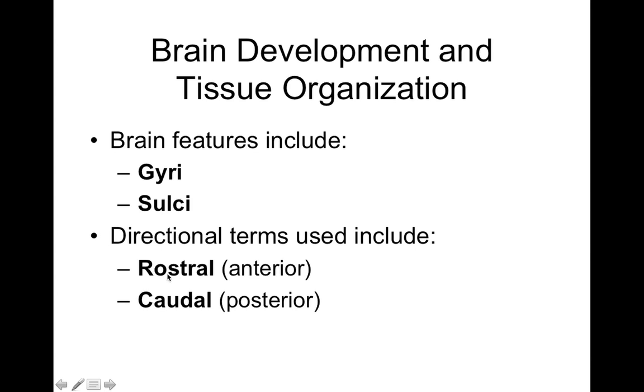Other anatomical words we use to describe direction are rostral and caudal. Rostral means towards the nose, and caudal means towards the tail. This is often used interchangeably with anterior versus posterior, although it doesn't really mean the same thing in humans. We'll still say rostral caudal is the same as anterior posterior with respect to brain regions.